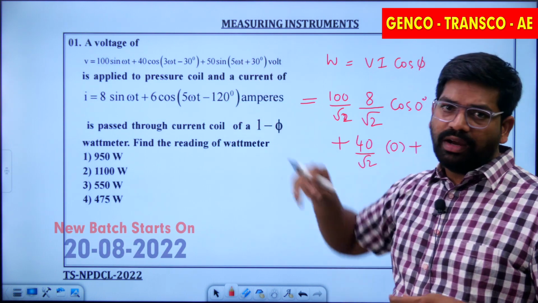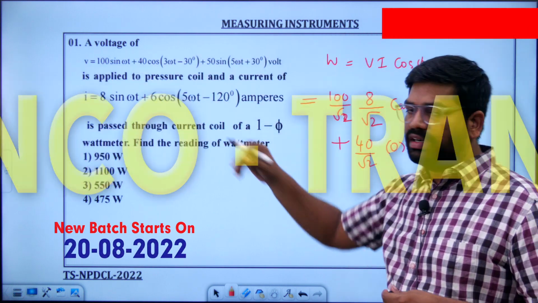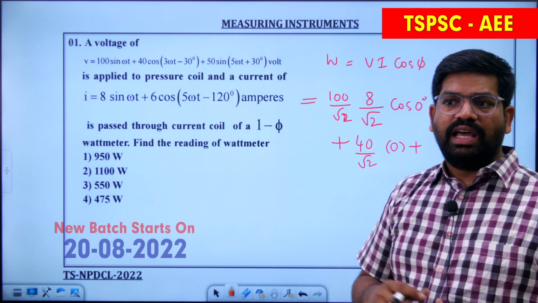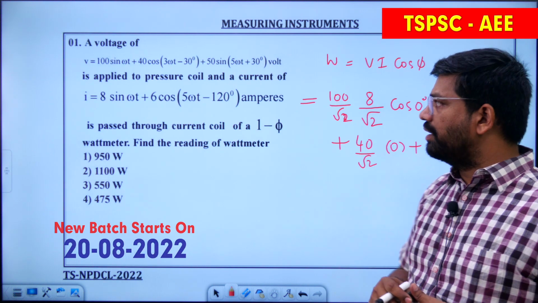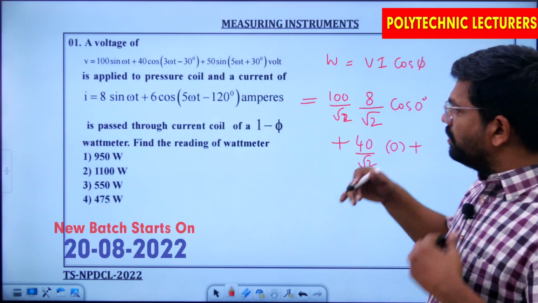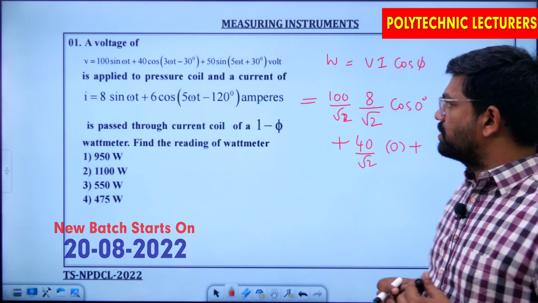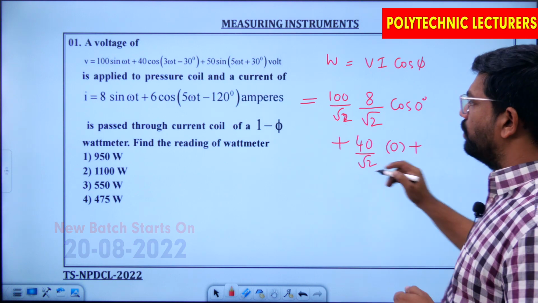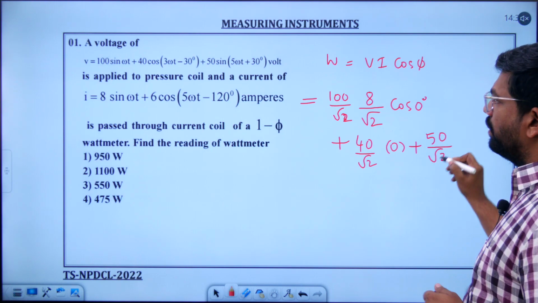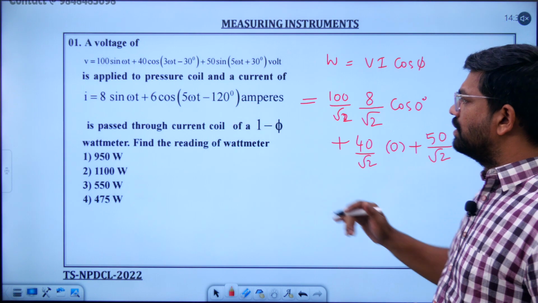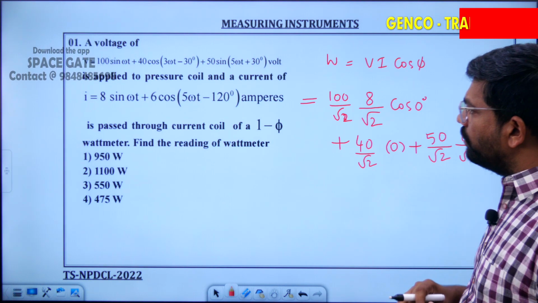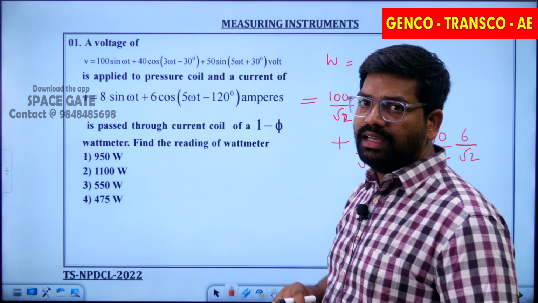One is given in the form of sine and the other in the form of cosine. We know the way to represent sine in terms of cosine and cosine in terms of sine. There will be a 90 degrees phase displacement, so that you can easily write the power expression here. What will be the RMS value of the voltage here? That is 50 by root 2, right? What will be the RMS value of the current? 6 by root 2.